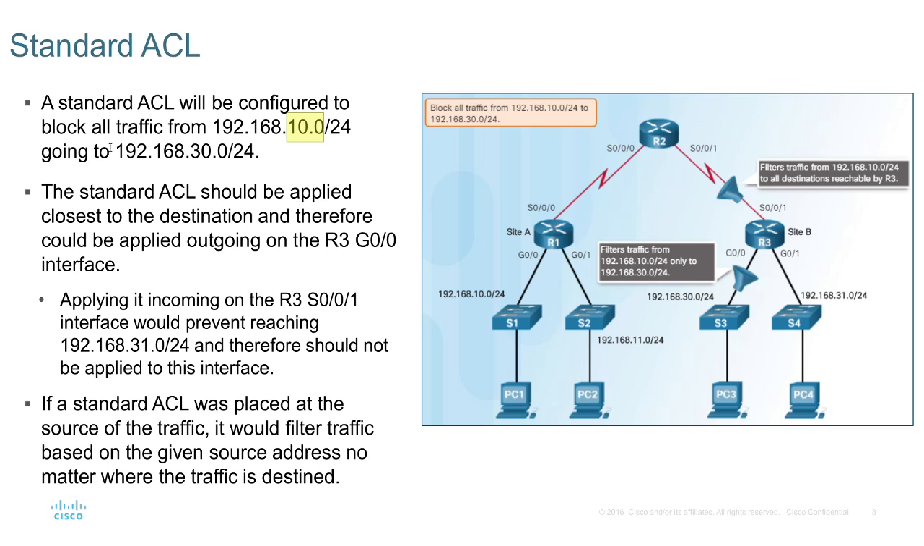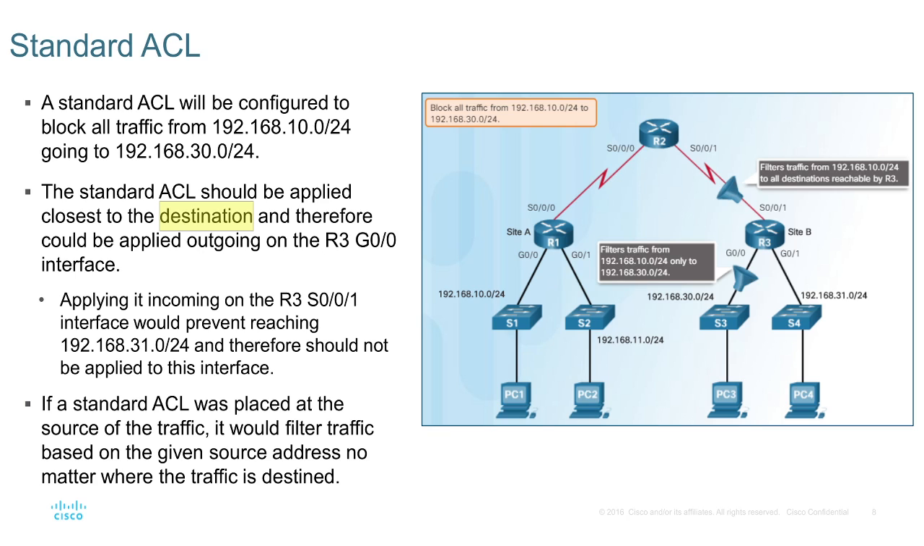Say if we put it more closer to the source, for example, if we put it somewhere here, then that would mean it is going to filter out for all the traffic. So again, when we are using standard ACL, we will put the rules closer to the destination. So that is the main aspect of using standard ACL.